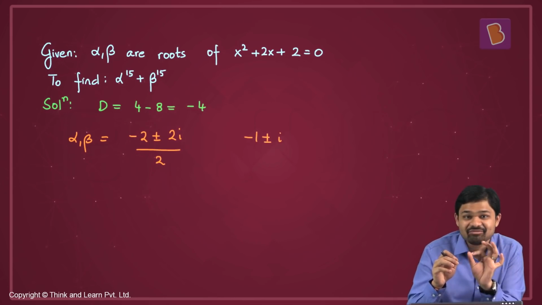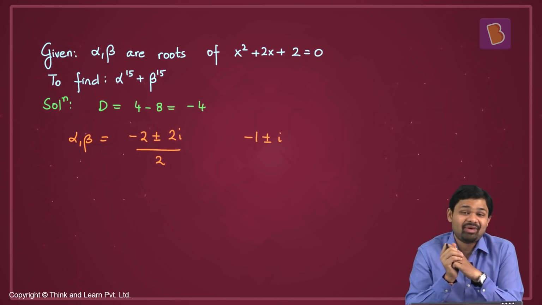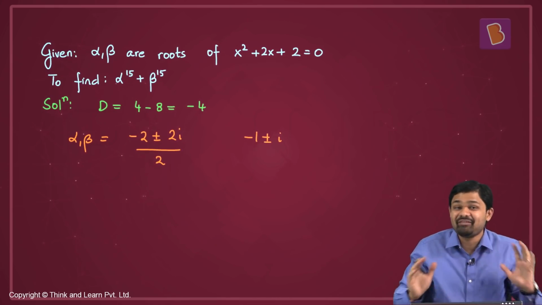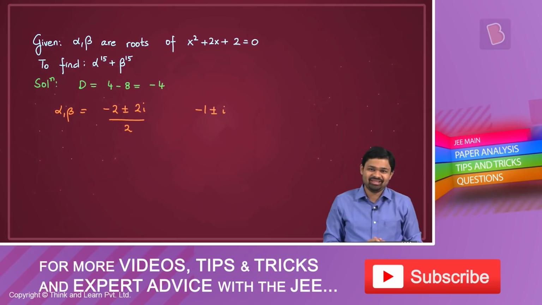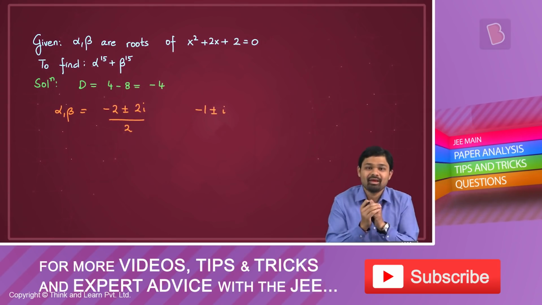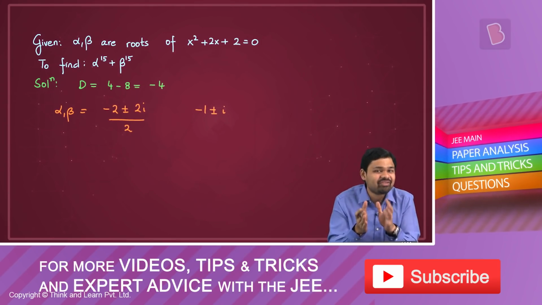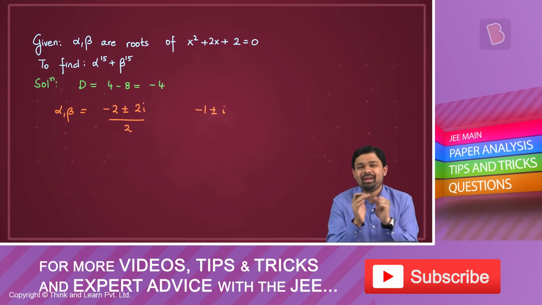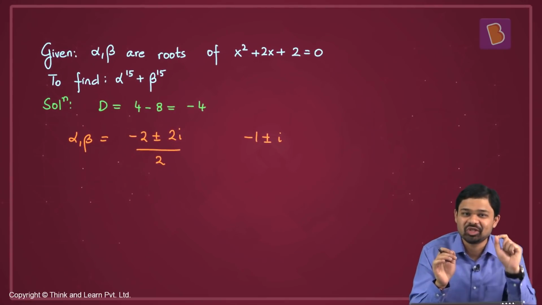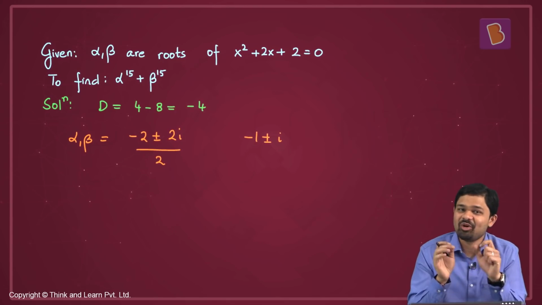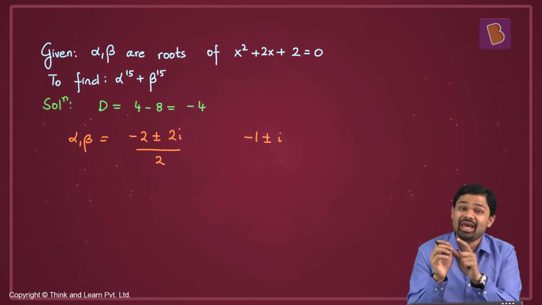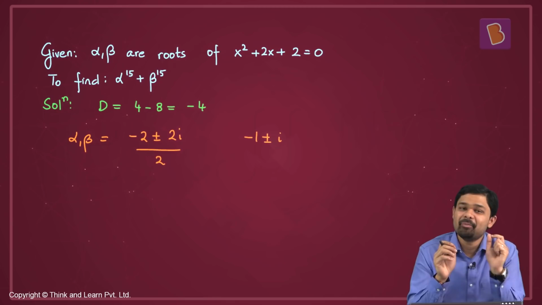I have alpha, I have beta in terms of complex numbers. Now I have to find out the 15th power of these complex numbers. De Moivre's theorem, isn't it? As soon as you've been asked to find out the power of a complex number, De Moivre's theorem should come into your mind. So now -1 plus or minus i, we are going to express this in their polar form.